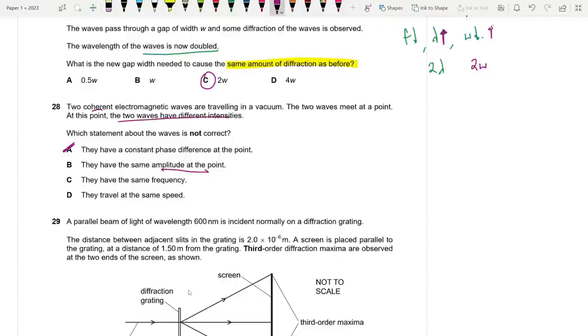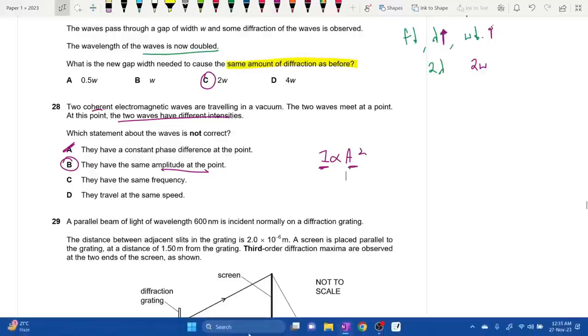They have the same amplitude at the point. No, at this point they have different intensities. This is wrong. Intensity is proportional to amplitude square. So if you have different intensity, amplitude will obviously be different. Okay, so 28B is wrong. Moving on to the next one.